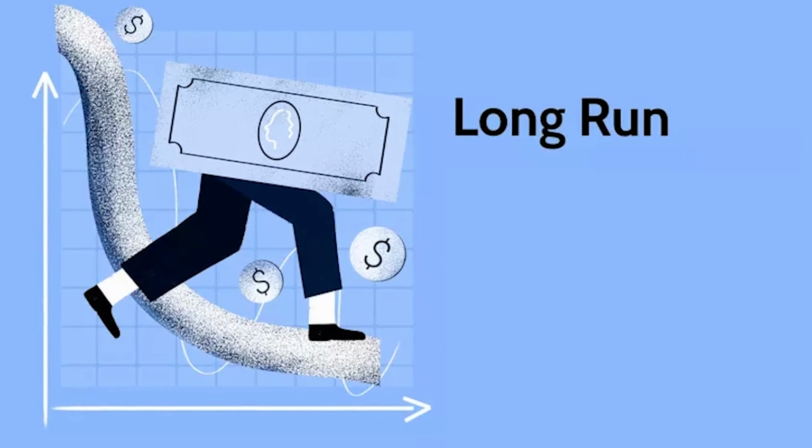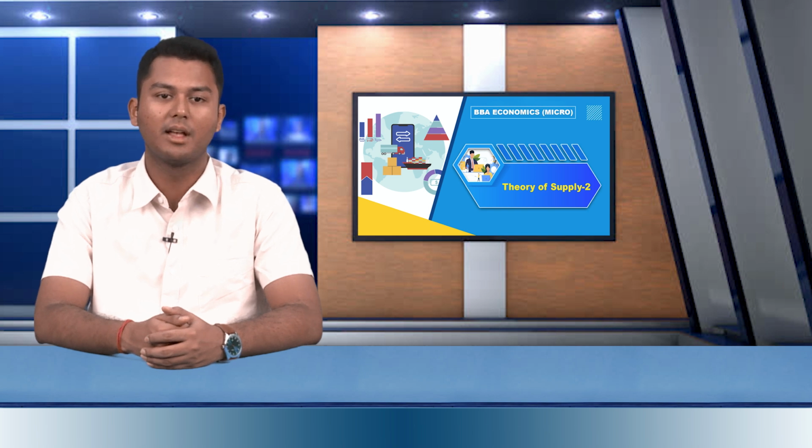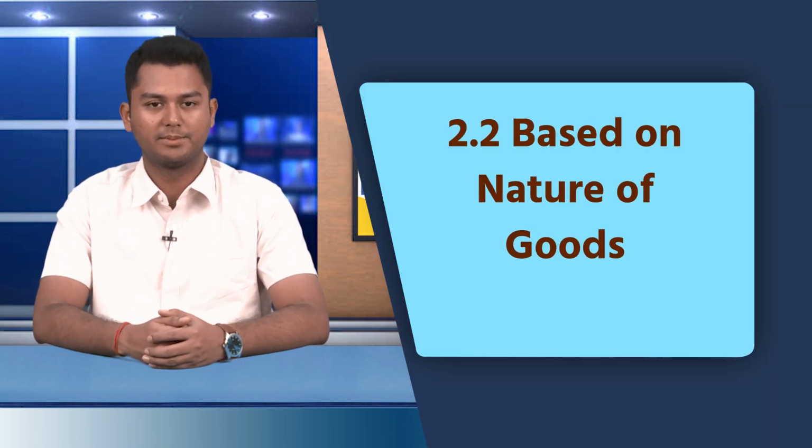Very long run supply considers fundamental changes in technology, infrastructure, industry structure and economic organization. Over very long periods, entirely new industries can emerge while others disappear. Then the second aspect is based on nature of goods.